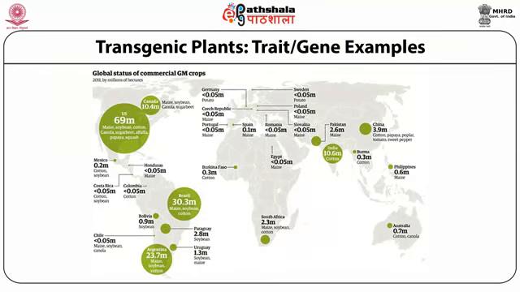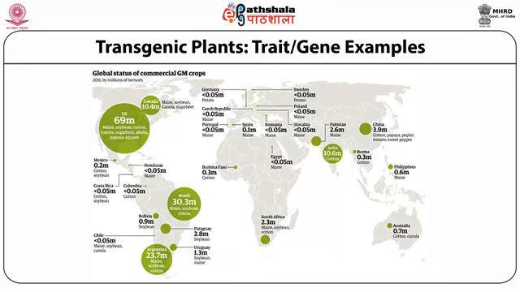Various transgenic plants are globally cultivated in several countries, nearly 18 or 20 different countries. Most of the area covered by transgenic crops is in the Americas, North and South America.